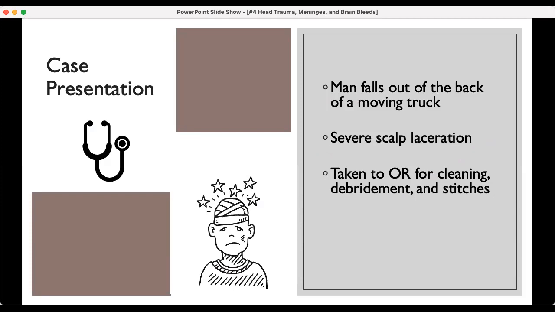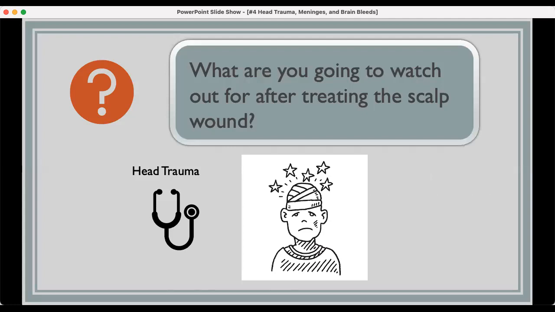All right, so now you know all the layers of the meninges and the cerebrospinal fluid. Now let's talk about what happens with traumas. This is a story of a man who falls out of the back of a moving truck. He's got a severe scalp laceration. He's taken to the operating room because of the need to clean this very deep wound. And debridement, or debridement, you can say it either way, is the act of actual cleanup. And then he has stitches placed. What are you going to watch out for after treating the scalp wound?